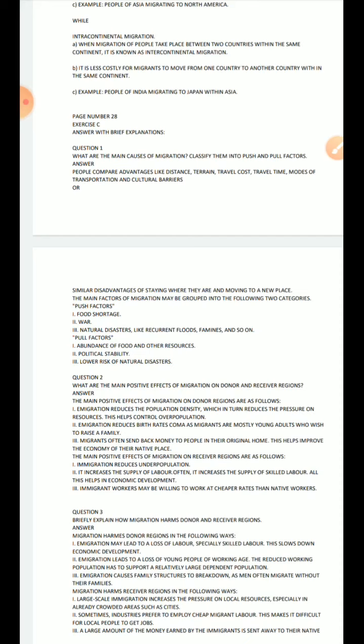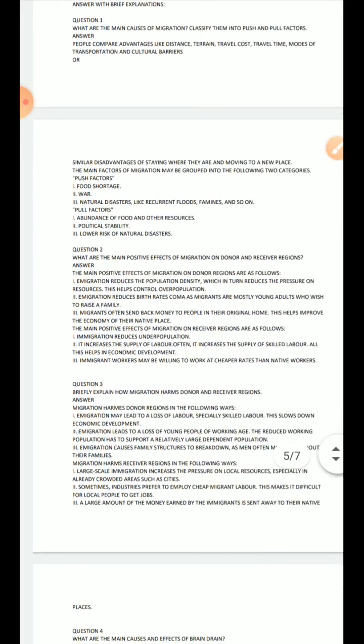I have told you terrain means type of land, whether it is a plateau, plain or hill. That is called terrain. Then we have to write this also, or similar disadvantages of staying where they are and moving to a new place. The main factors of migration may be grouped into the following categories. Number 1, push factors are food shortage, war, natural disasters like recurrent flood, famines and so on. Pull factors are abundance of food and other resources, political stability, lower risk of natural disasters.